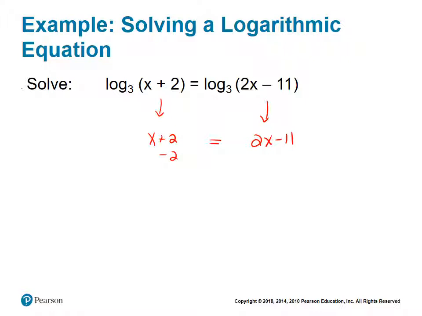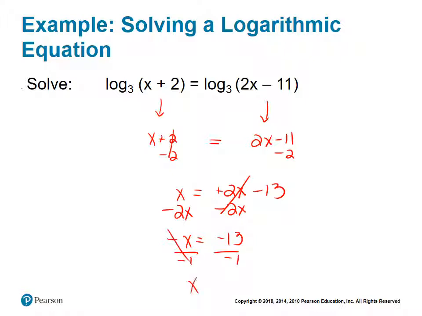I could subtract 2 on both sides of the equation. That was a positive 2x. I could now subtract 2x on both sides of the equation. And then just divide by negative 1 to get x equals 13. Now you always want to make sure that your answer, your solution, when you substitute it back into the logarithm, would give you something positive. Because if you started with a positive base 3 log, you would have ended up with a positive answer.